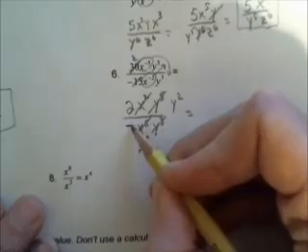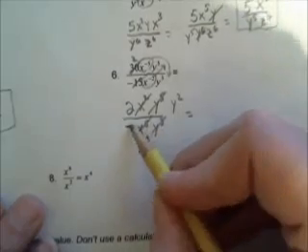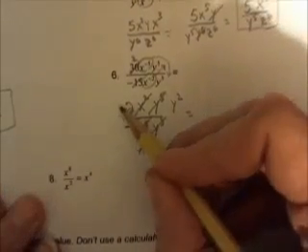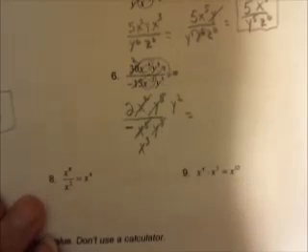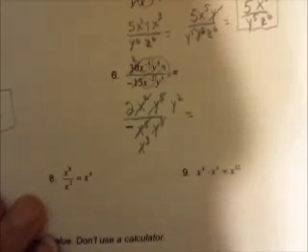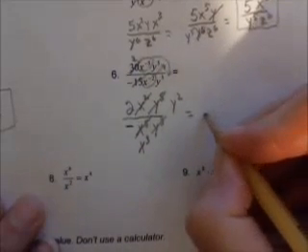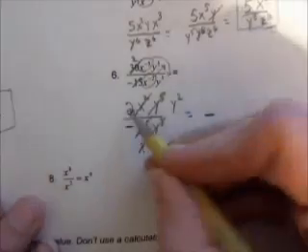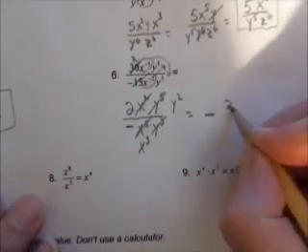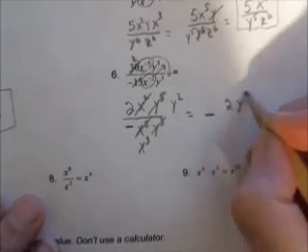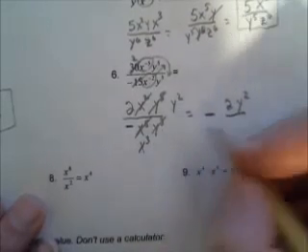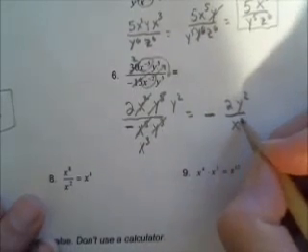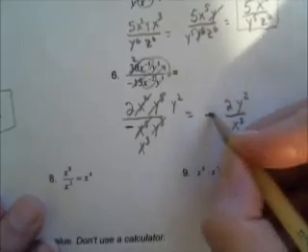Now our whole answer is negative. If there's a negative in the denominator or there's a negative in the numerator, it just means the entire answer is going to be negative. So I'm going to write my negative out in front of the entire fraction. So the fraction has a 2 in the numerator, a y squared in the numerator, and an x to the 3rd in the denominator. And the whole answer is negative.